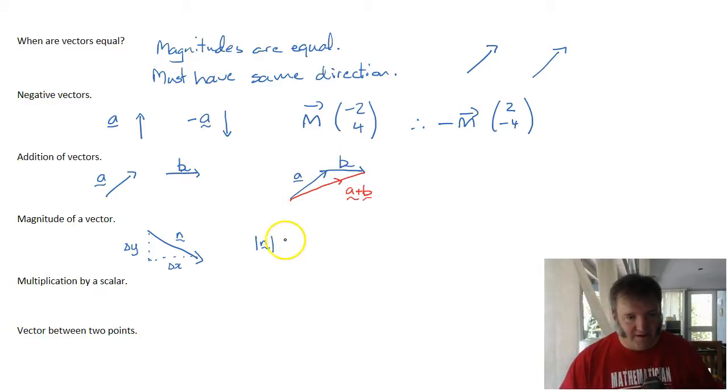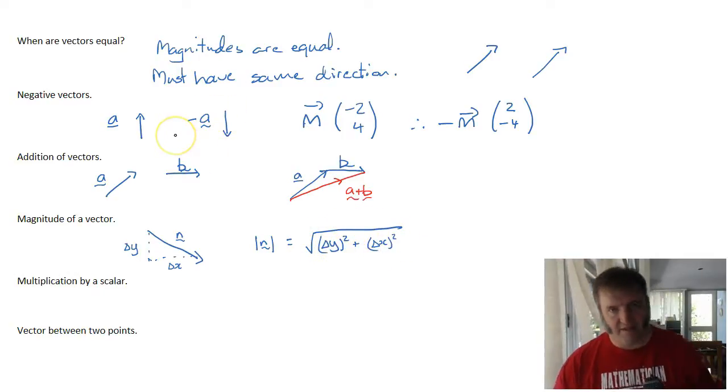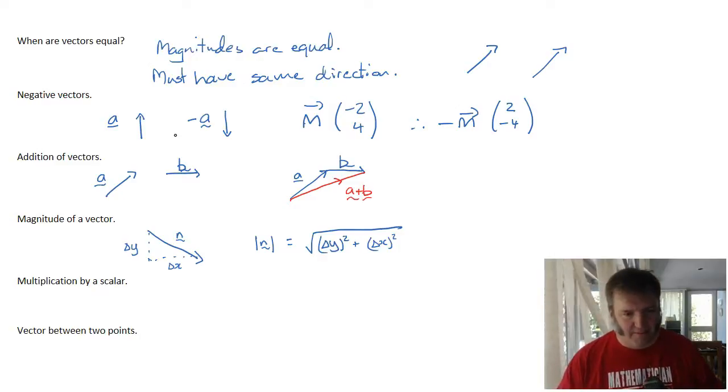The magnitude of vector n, I just apply Pythagoras' theorem. It's the change in the y coordinates. And of course, Pythagoras' theorem says we have to square those, plus the change in the x coordinates. And I square those, and then of course I square root it to find just n rather than n squared. So, pretty simple, pretty straightforward.